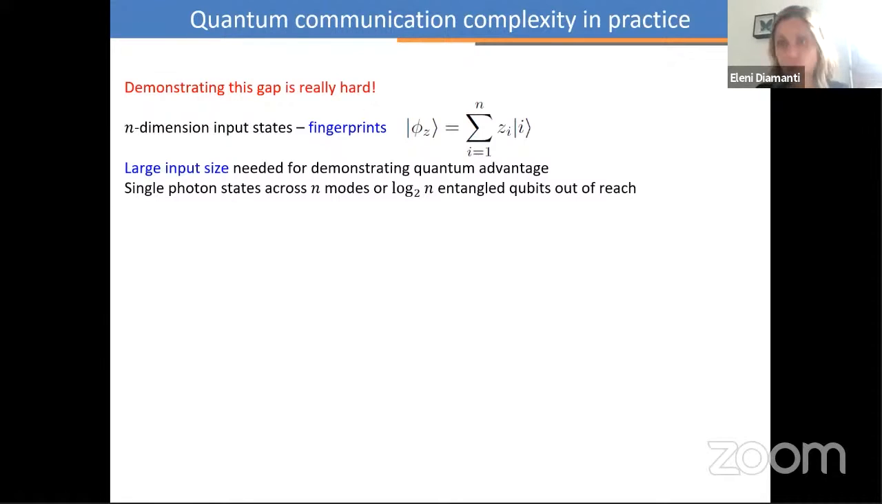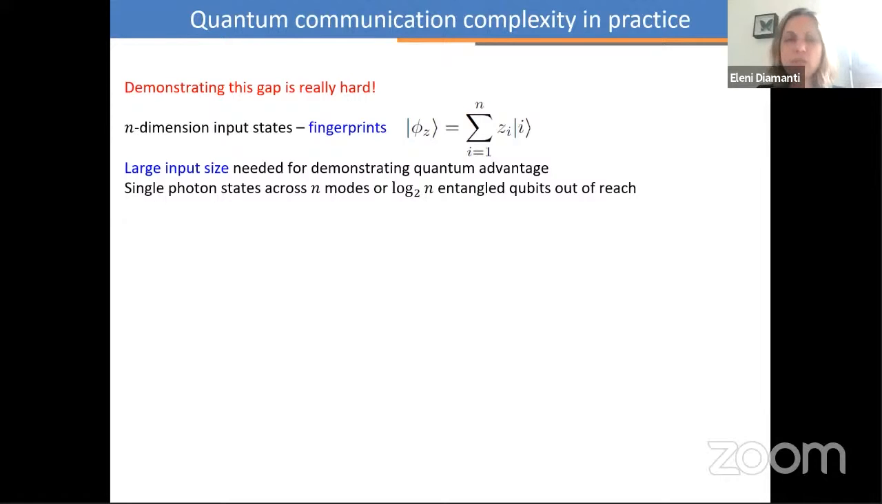This gap, as all gaps in quantum information science, is extremely hard to demonstrate. Why? Because typically, you need these high-dimensional input states that are called fingerprints, that you see here. These are the quantum fingerprint states. You can imagine, if you visualize these states as a physicist with a very large input size in the hundreds or thousands, this is what is needed to actually demonstrate the quantum advantage in practice, because for several reasons there are quite a few prefactors in there to demonstrate the soundness of your protocol.